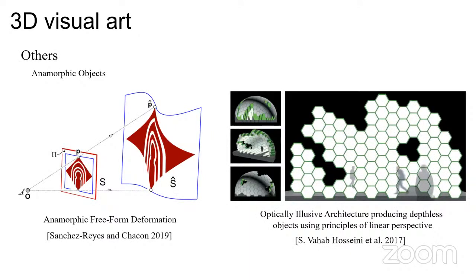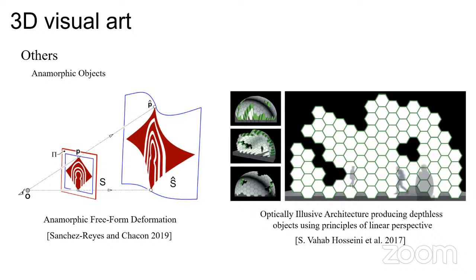The last category is others. And I also divided into 3 subcategories according to the artworks they generated. The first subcategory is anamorphic objects. Anamorphic objects can only be viewed correctly at a certain viewing point. The studies on the design problem of this kind of artworks usually use some existing rendering algorithms or industrial design software to simplify the design process of creating the anamorphic objects.